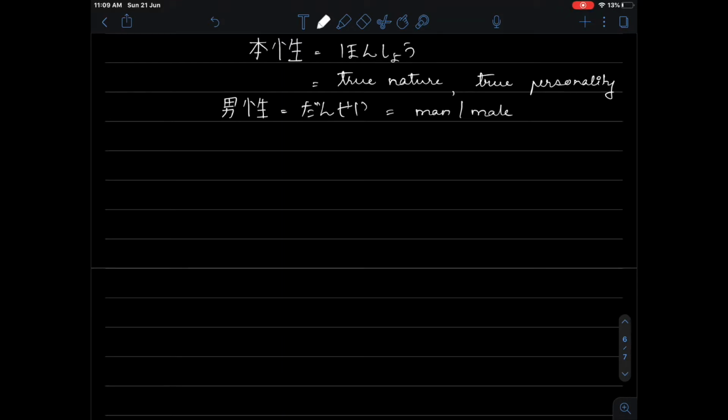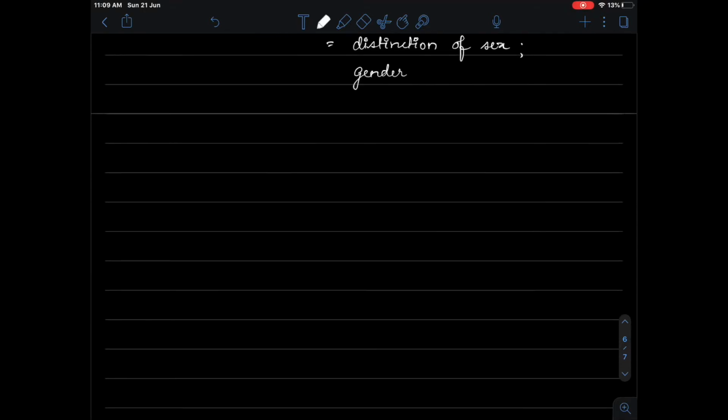Okay, let's have a look at the next one. This is seibetsu. Seibetsu, that is gender and separate. Okay, which means distinction of sex, is whether someone is male or female or what have you, or alternatively it means gender. Okay, seibetsu.